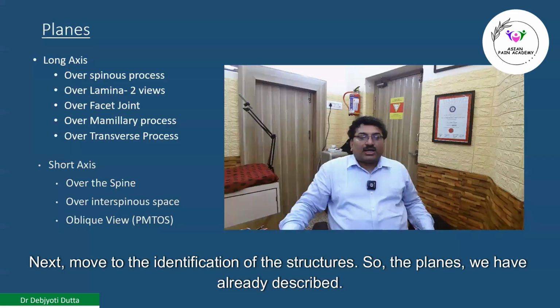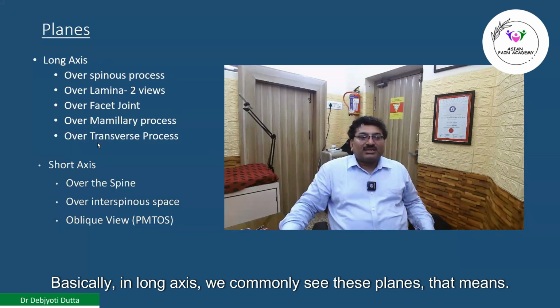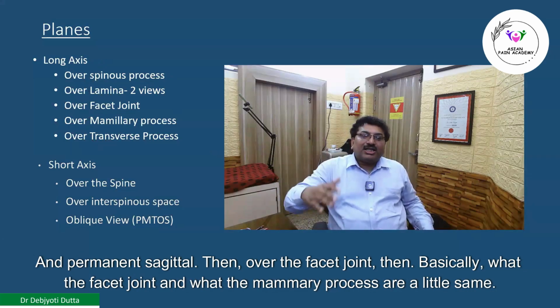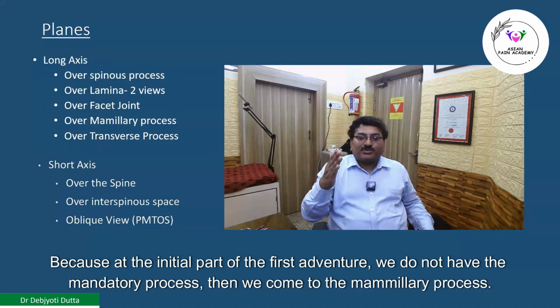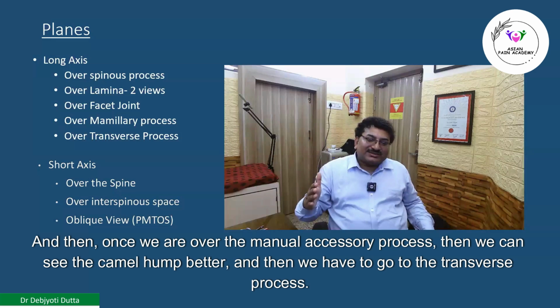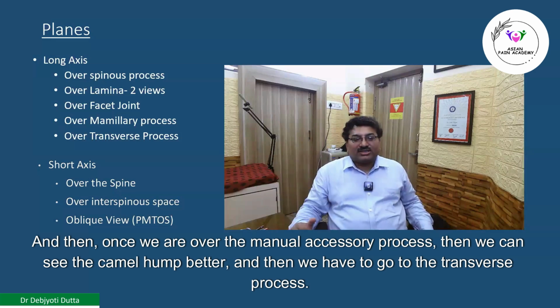Next, move to the identification of the structures. The planes we have already described. Basically, in long axis, we commonly see these planes: one over the spinous process, one over the lamina, two views, one directly over and one oblique, that means paramedian sagittal and paramedian sagittal oblique. Then over the facet joint, which is a little the same as over the mammillary process, because at the initial part of the facet joint we do not have the mammillary process. Then we come to the mammillary process, and once we are over the mammillary accessory process we can see the camel hump better, and then we go to the transverse process.